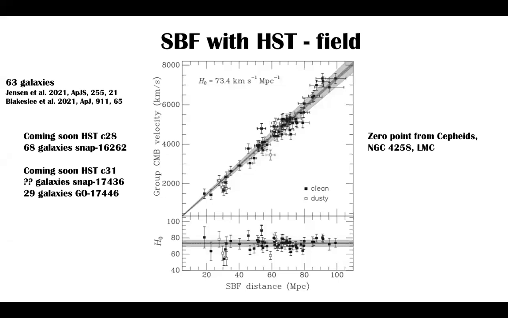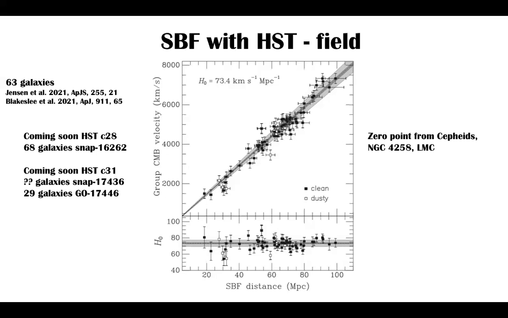And again, in this particular case, it's got 63 galaxies defining this, but we've got another 58 galaxies already from a SNAP proposal from HST that is being reduced. And that was in cycle 28 and cycle 31, which is the current cycle. We have a SNAP proposal, which is now bringing in new observations.